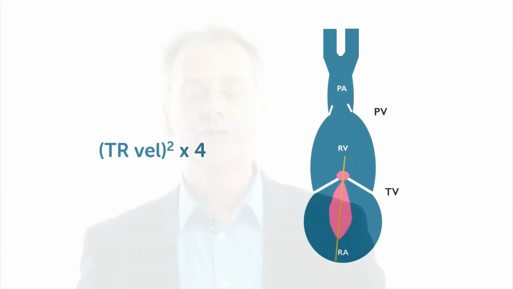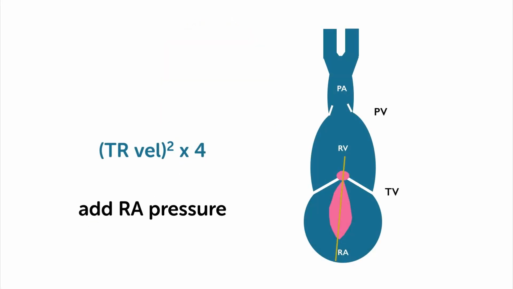Now, this might sound very complex, but in reality it's not because the machine does it for you anyway. So all you need to do is measure the velocity, and on the screen you'll get this, what we call gradient. Now, this gradient still doesn't give you the pulmonary pressure. What you now need to do is you need to add the right atrial pressure.